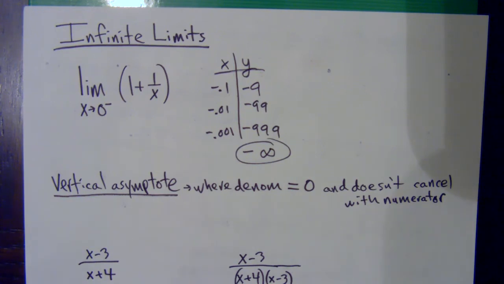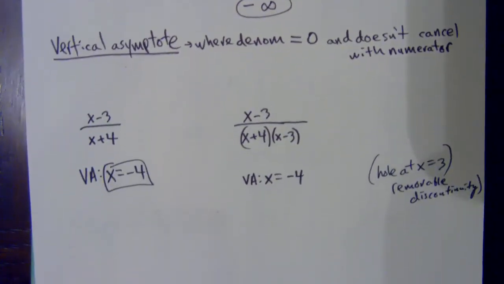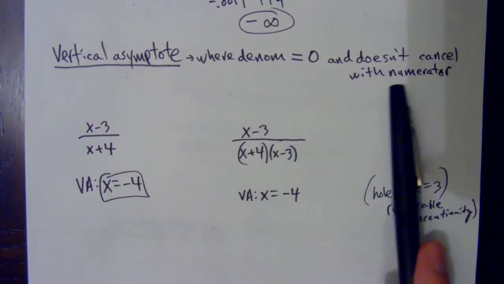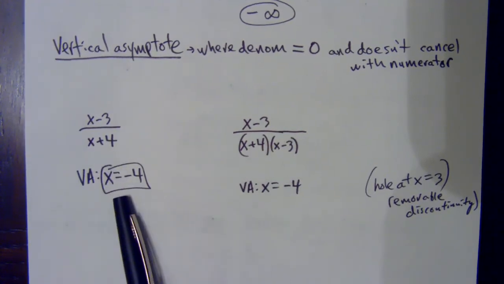And then the other part of the assignment is finding vertical asymptotes. And you already know this from your pre-cal days. A vertical asymptote is simply where the denominator is equal to 0 and it doesn't cancel with the numerator. So if I give you something like this, then obviously we know the vertical asymptote is x equals -4.